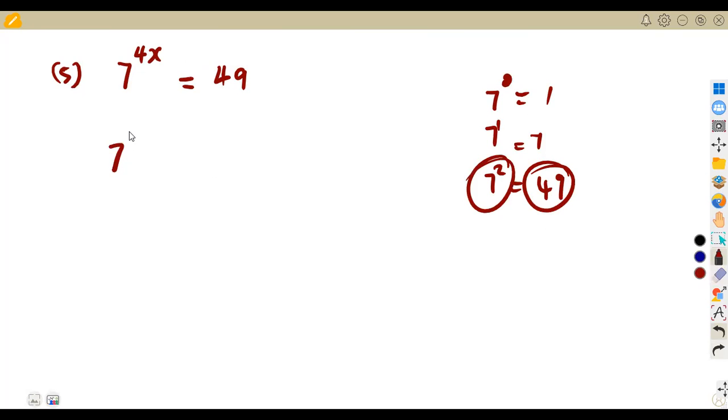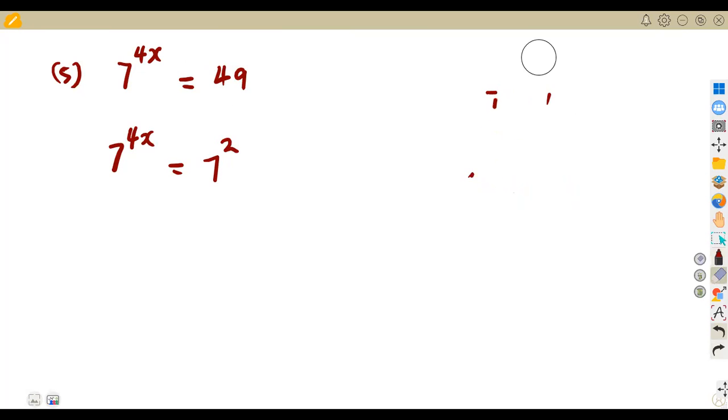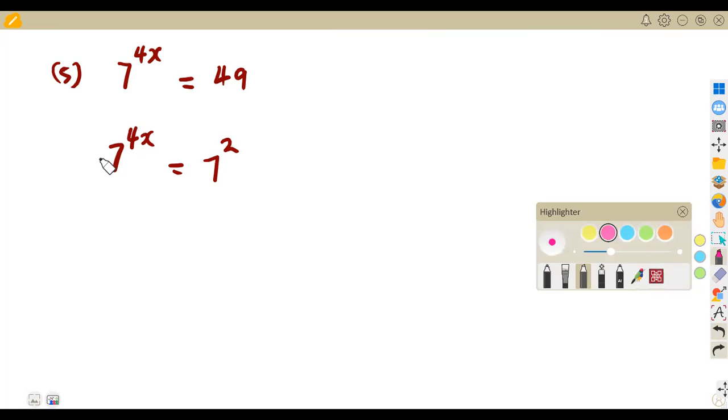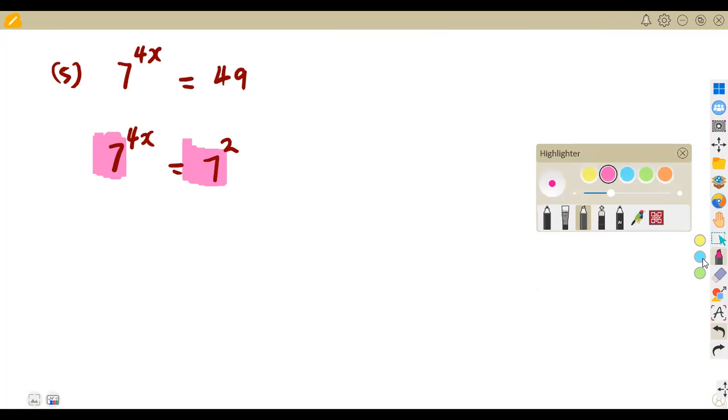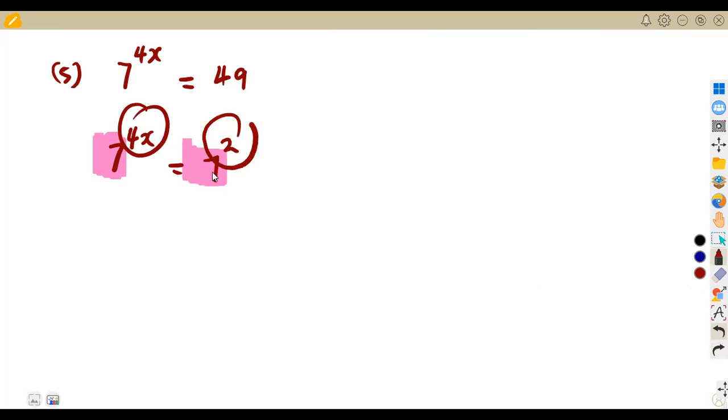So this is going to be 7 to the exponent of 4x, which is equal to 7 to the exponent of 2. Already this 7 is a prime number, so there's no way we can write it in simplest form. But the moment we see this happening, just like the previous case, that this base and this base here are the same, do not hesitate to equate your exponents. They are now equal. So it follows that 4x must be equal to 2.